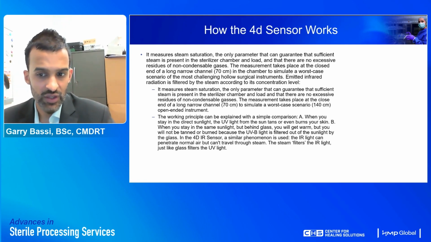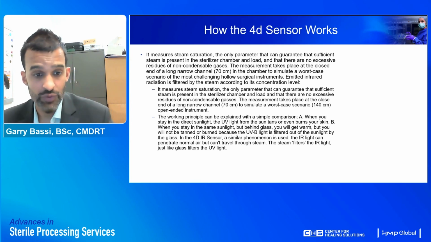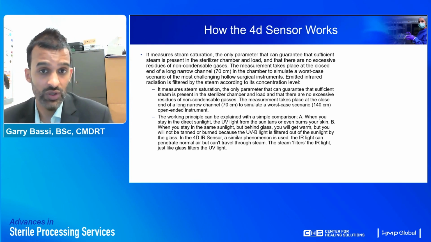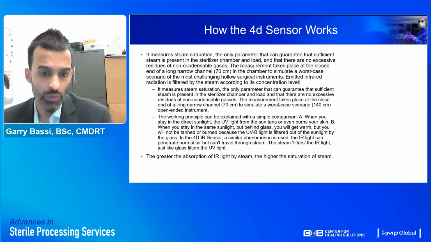The light can penetrate normal air, but it can't travel through steam. So steam cuts off the percentage of light that's being transmitted through it, and that reading is then measured. The steam filters the infrared light, just like the glass filters the UV light. The greater the absorption of the infrared light by steam, the higher the saturation of steam.